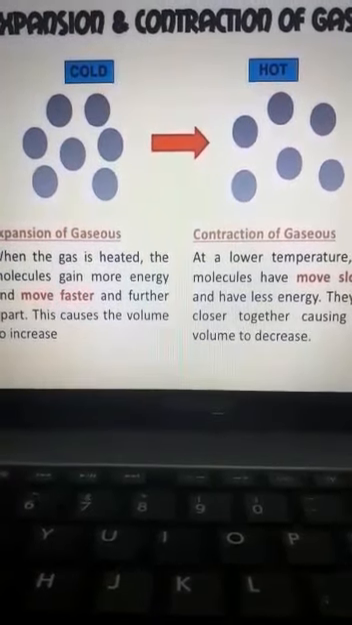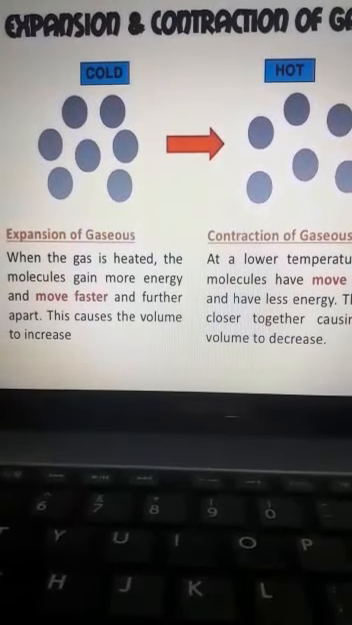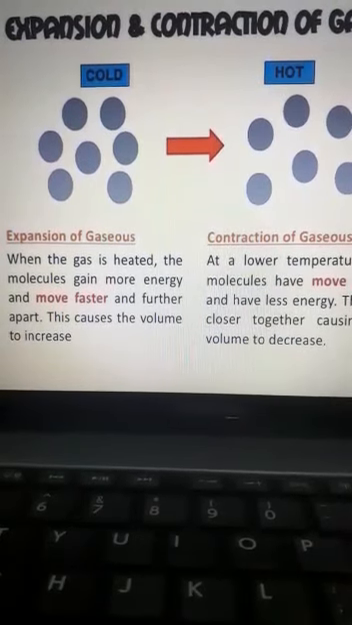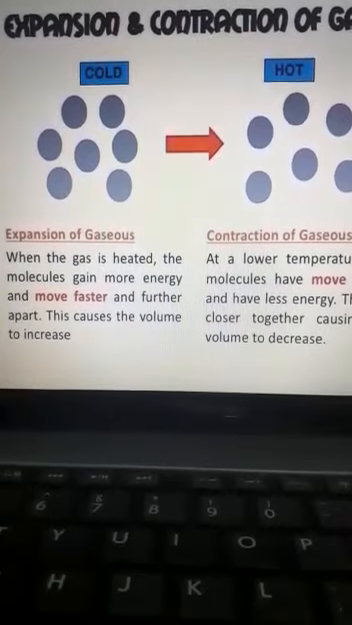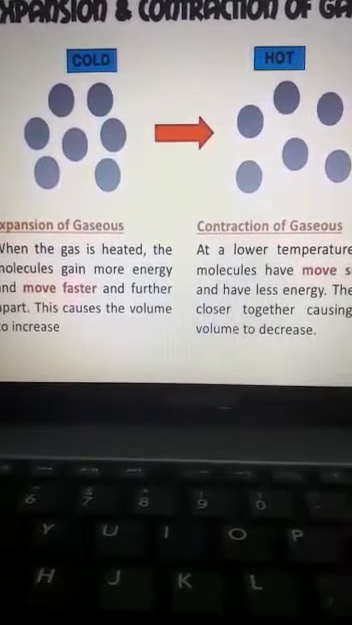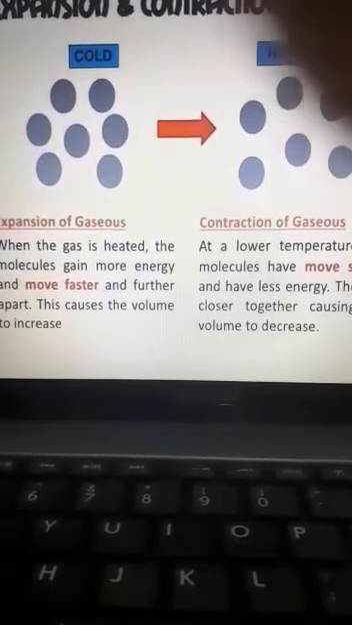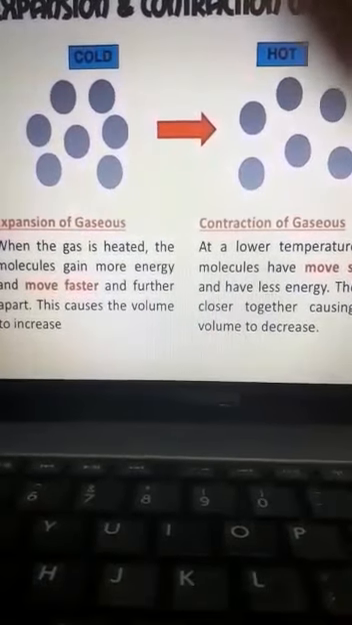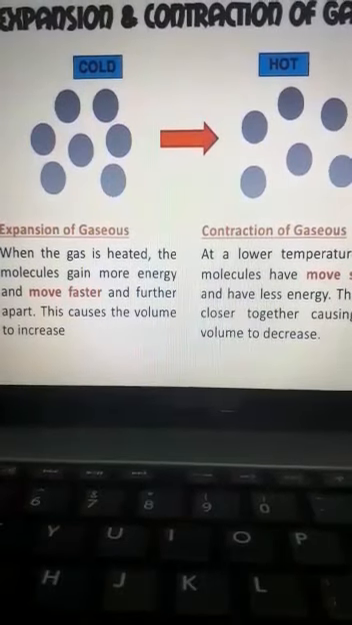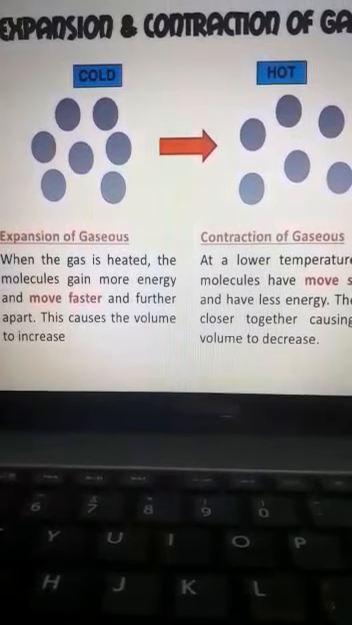Similarly, when the gas is heated, the molecules gain more energy and the particles move faster. As a result, they move further apart, and this causes the volume to increase. So the volume of gases will increase when the temperature is increased, and at low temperature the volume will decrease.